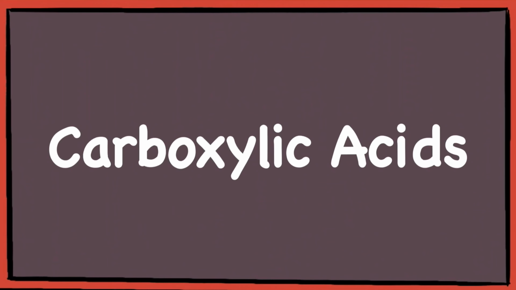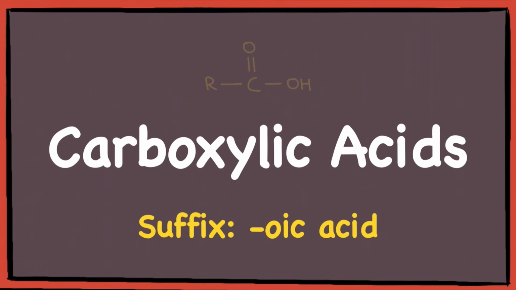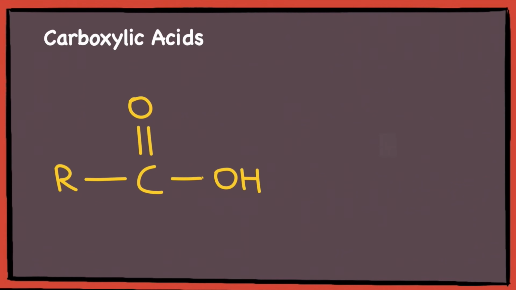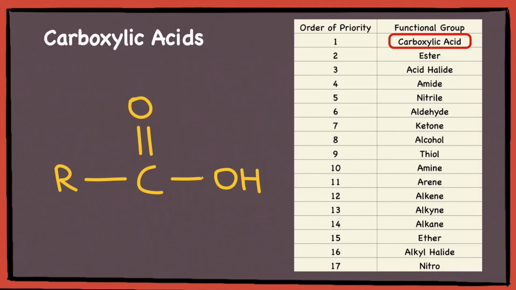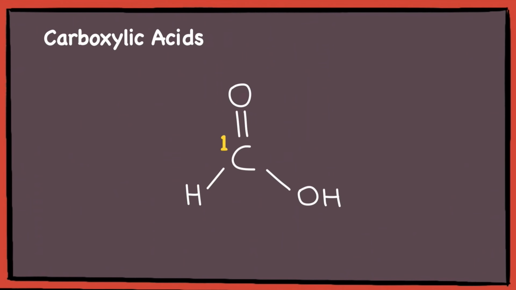For carboxylic acids, they have the suffix -oic acid and look like this. Remember that the carboxylic acid functional group has the highest priority out of all the functional groups. So it's also like saying it's the king of the functional groups' kingdom. Hence, the numbering of the parent chain starts with the carboxyl carbon in any organic compound that contains the carboxylic acid functional group. So for example, for this carboxylic acid, it only has 1 carbon atom, with no other side groups or functional group. So its name is methanoic acid.